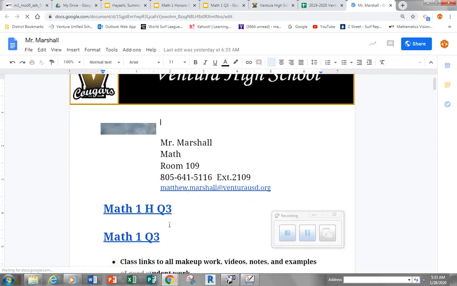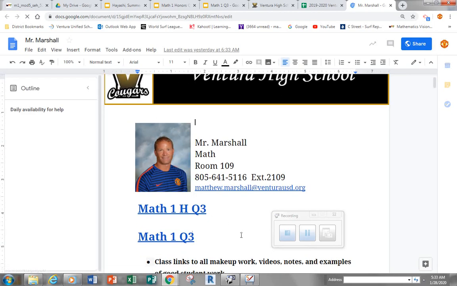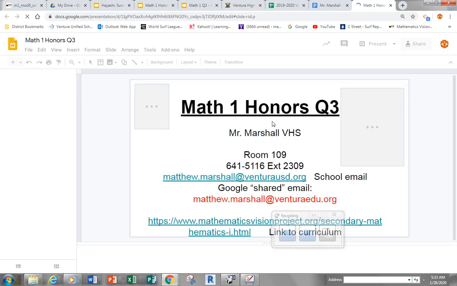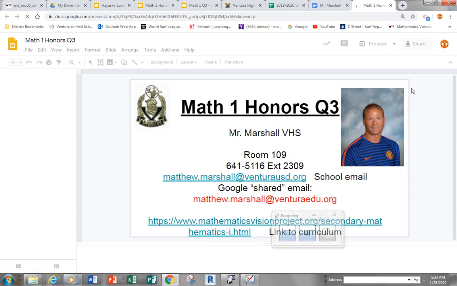And those are the new links. You'll only have to do this once. Once you click on it, it should always be in your quick links now. So that will take you to the new documents where you'll get the homework and all the good stuff that you need to make up your grade.